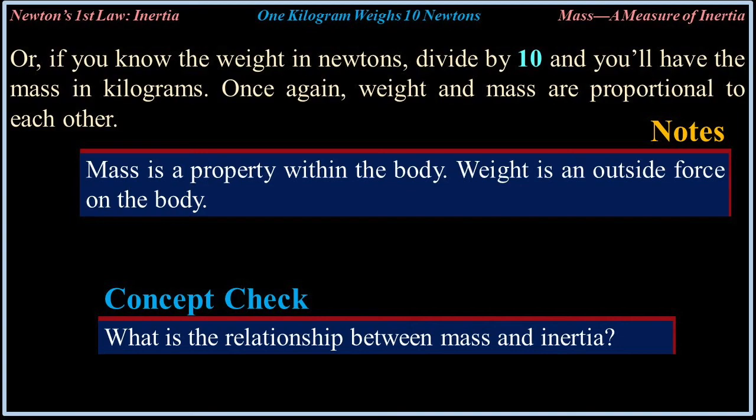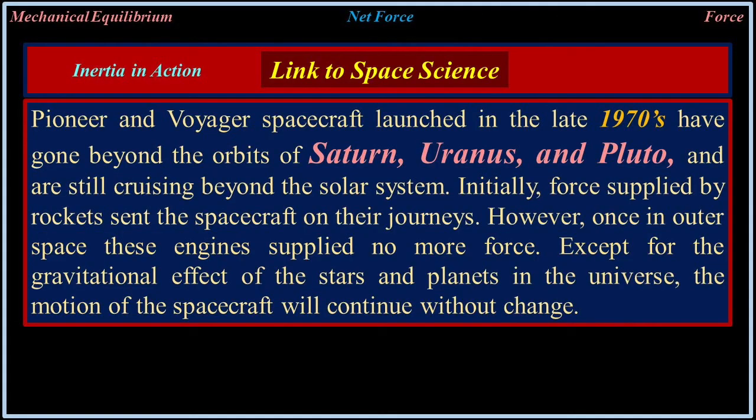Or if you know the weight in newtons, divide by 10, and you'll have the mass in kilograms. Once again, weight and mass are proportional to each other. Mass is a property within the body. Weight is an outside force on the body. What is the relationship between mass and inertia?